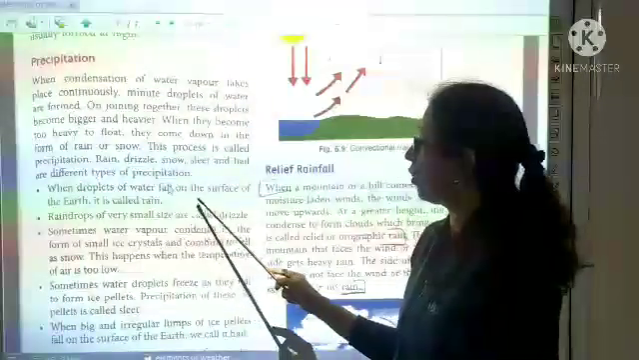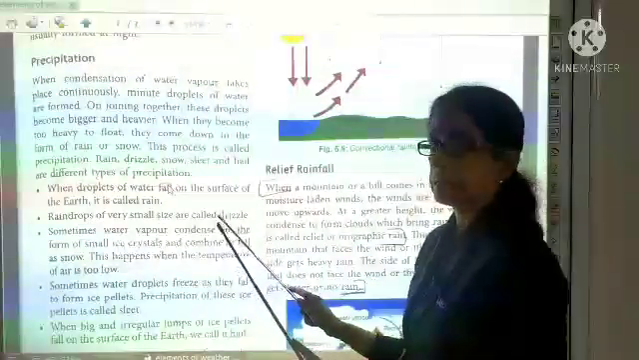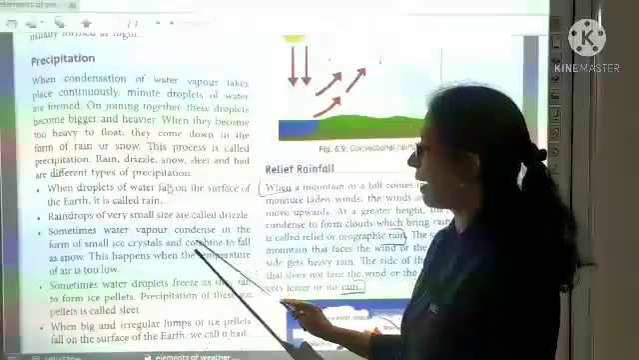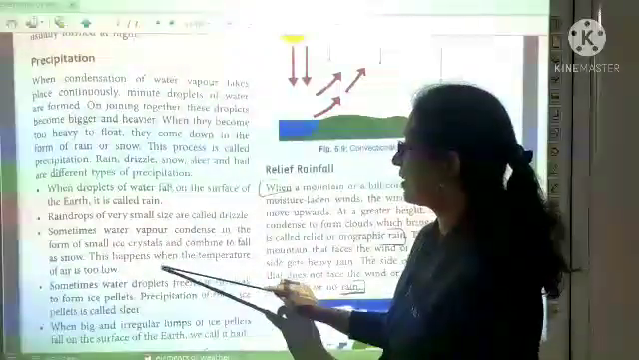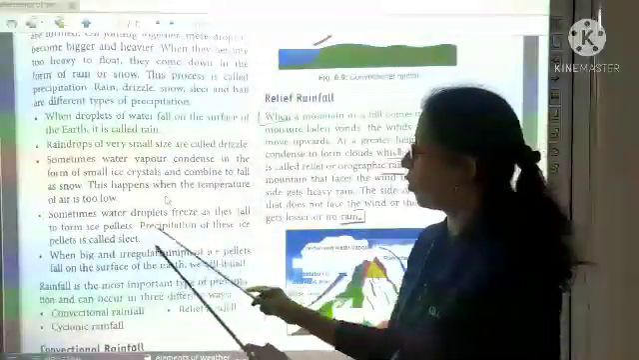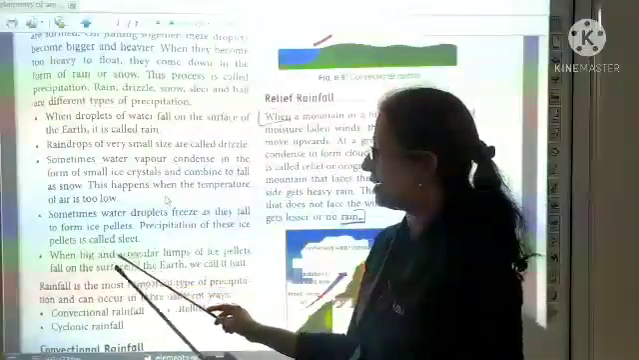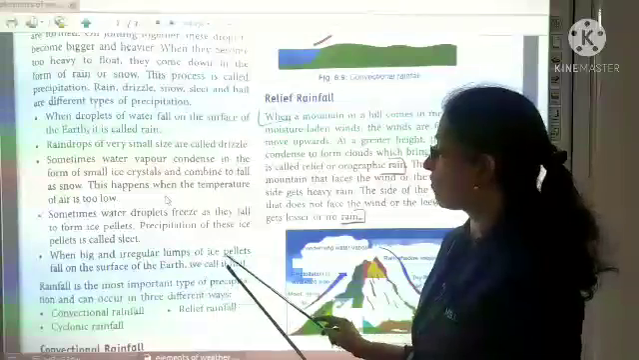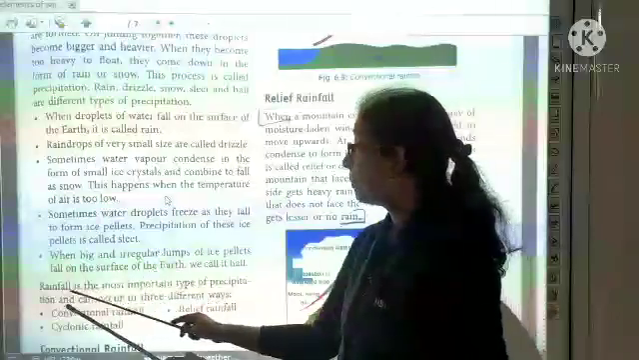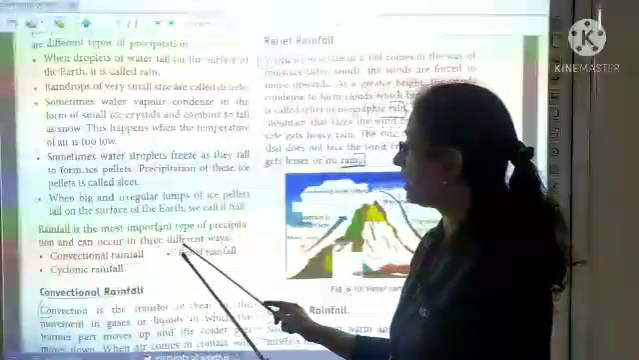When droplets of water fall on the surface of the earth it is called rain. Rain drops of very small size are called drizzle. Sometimes water vapor condenses in the form of small ice crystals and combine to fall as snow. This happens when the temperature of air is too low. Sometimes water droplets freeze as they fall to form ice pellets. Precipitation of these ice pellets is called sleet. When big and irregular lumps of ice pellets fall on the surface of the earth, we call it hail, जिसको अपन बोलते हैं ओले. Rainfall is the most important type of precipitation and can occur in 3 different ways.